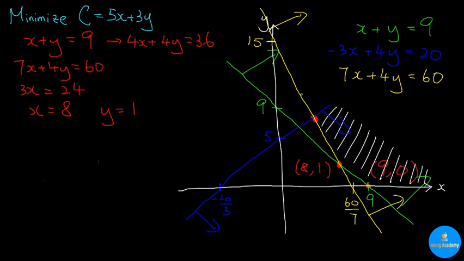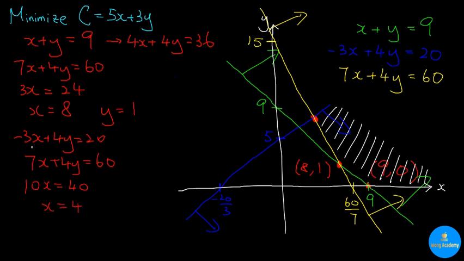This is the intersection between the blue line and the yellow line. Therefore, we should take negative 3x plus 4y equals 20 and 7x plus 4y equals 60 and solve them together. This time, we can simply subtract them and we will have 10x is equal to 40. So x is equal to 4. Substituting this into the first equation, we have negative 12 here. Adding to the other side, we have 4y is equal to 32, or y is equal to 8. Therefore, the coordinate of this vertex is 4, 8.